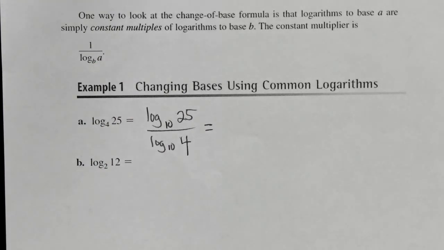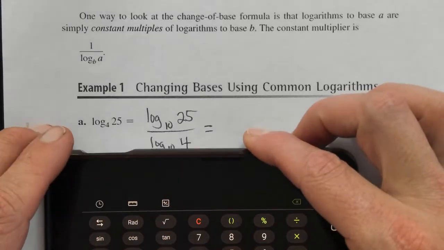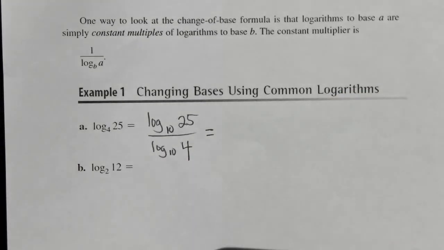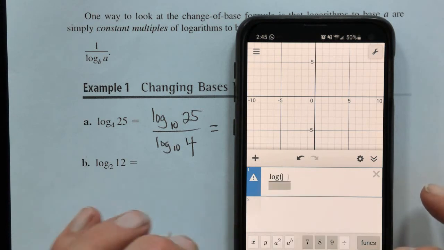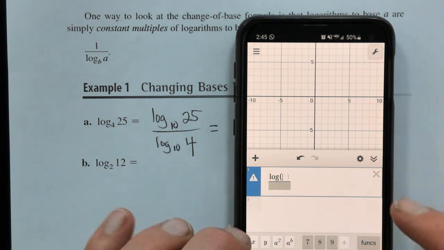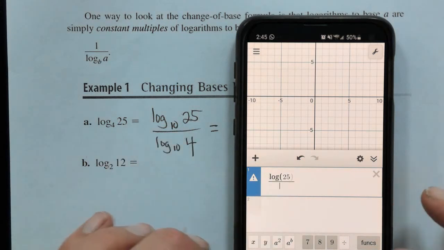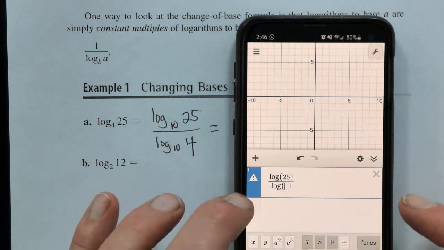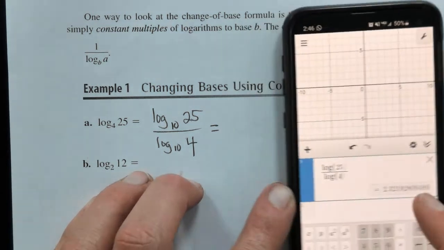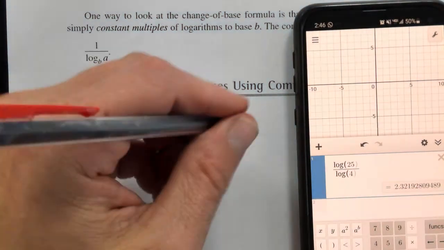And so now we've got it in a form that we can evaluate on these other calculators. All right? So like, for example, on this one, now I could write this as, let's do it on Desmos. I could write it as log, and I don't even have to write a base 10, because if I don't write anything, it's automatically base 10, and then go log of 4. And so when that divides out, that's 2.322.